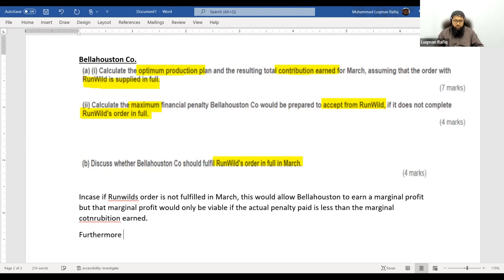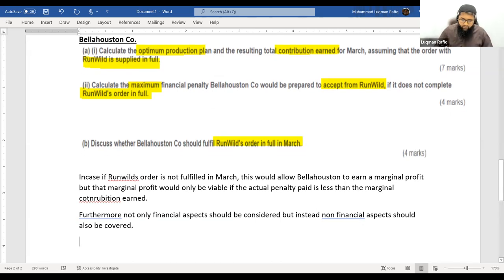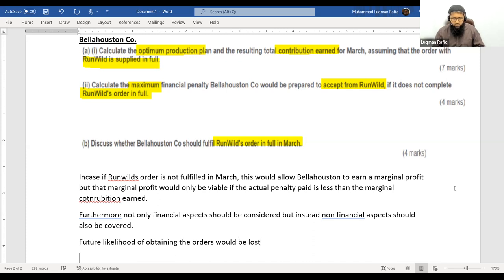Furthermore, not only financial aspects should be considered, but non-financial aspects should also be covered. So it's not just the financial aspect. The future likelihood of obtaining orders would be lost. A potential future customer would be lost. So that's what you have to do.